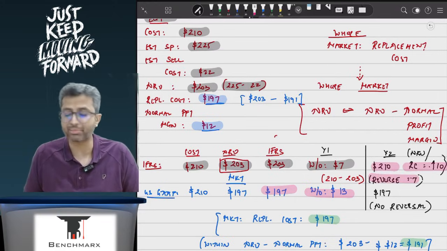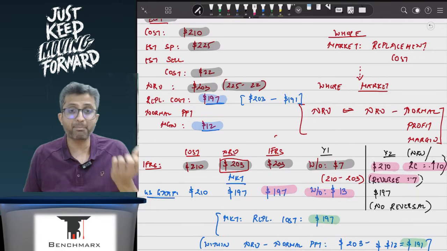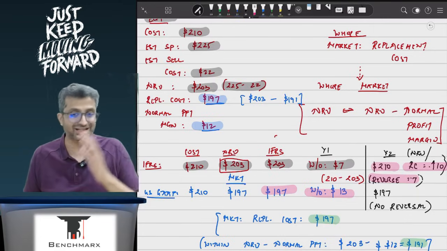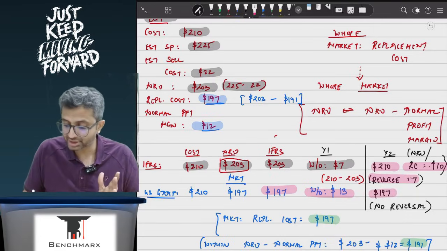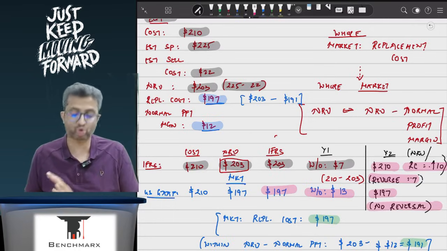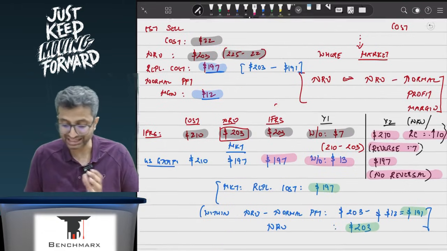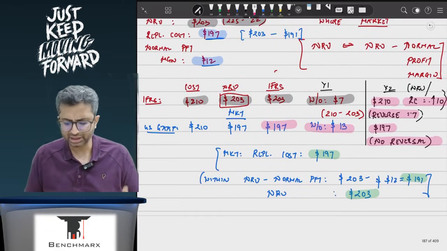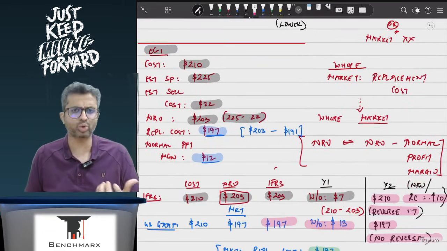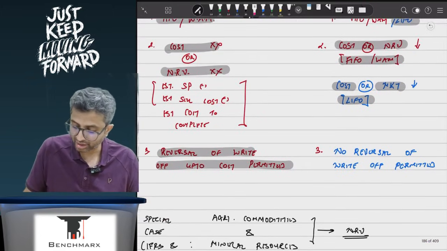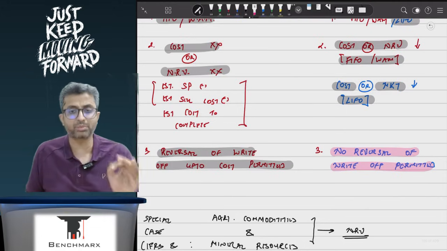But when you go to US GAAP, let the market value of your inventory go up. It does not really matter. There will be no reversal. You will still continue to show the inventory at 197 only. So over here, this is a very interesting thing if you want to understand regarding LIFO. And also another difference, that there will be no reversal of write-off permitted under US GAAP.